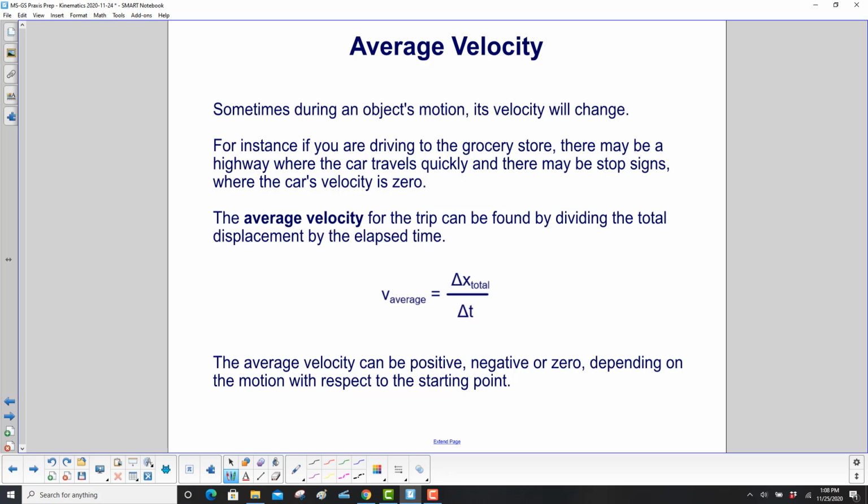Average velocity. Sometime during an object's motion, its velocity will change. For instance, if you're driving to the grocery store, there may be a highway where the car travels quickly, and there may be stop signs where the car's velocity is 0. The average velocity for the trip can be found by dividing the total displacement by the elapsed time. The average velocity can be positive, negative, or 0, depending on the motion with respect to the starting point. So if you start here at your home, go shopping, come back, your displacement is 0, and so is your average velocity.